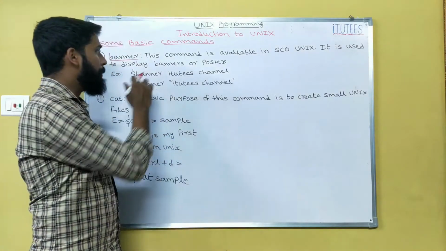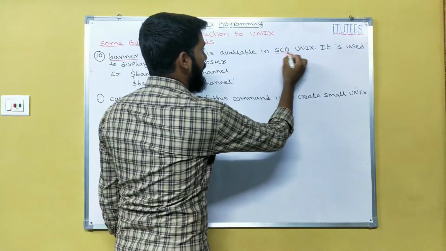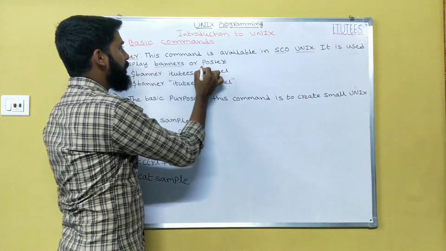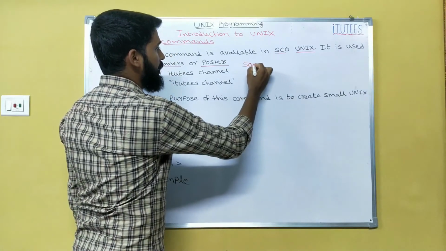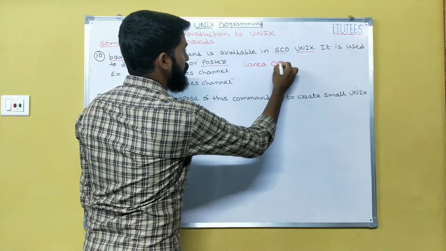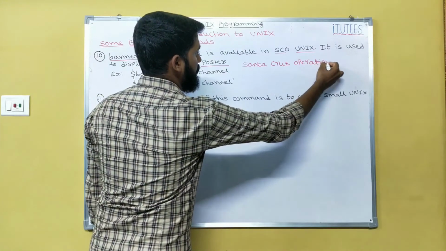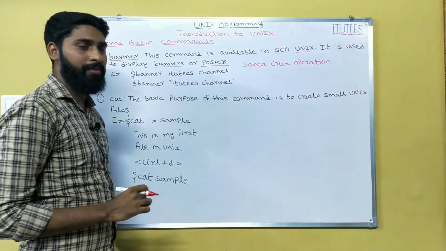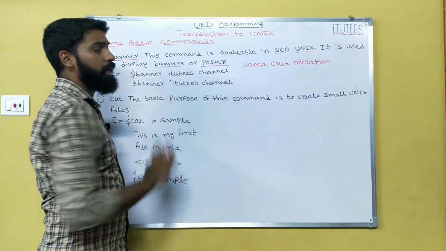Next command is the banner command. This command is available in SCO Unix. It is used to display banners or posters. SCO means Santa Cruz Operation. In this Unix only, this banner command is available. The purpose of the banner command is to display banners or posters.